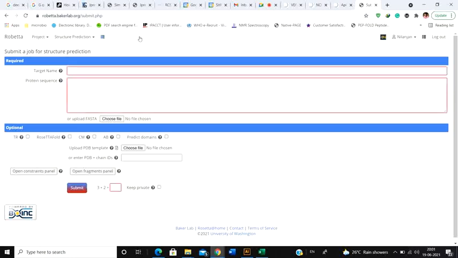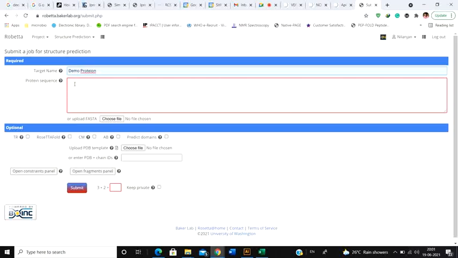Okay. So after you register, this is the site that is going to open up. First you have to give the target name. You can simply put in anything. Suppose you have a protein. You have to give the name of the protein, and then you get to see the name of the protein.